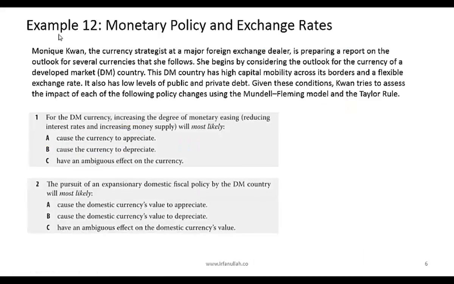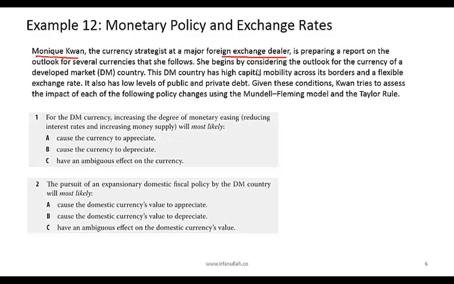So let's consider example 12 now, monetary policy and exchange rates. We introduced Monique Kwan in example 11, and most of the remaining examples will continue with her case study. She is the currency strategist at a major foreign exchange dealer and is preparing a report on the outlook for several currencies that she follows.